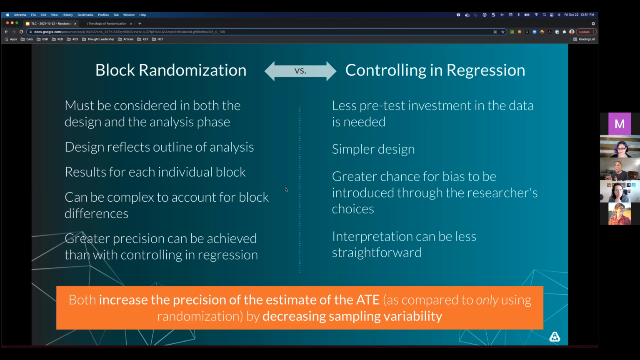The other call out I'll make is, if you were to run a test and block on a covariate and then run the test in another sample and just control for that covariate, technically blocking will get you more precision than controlling for it in regression. You get slightly more precision with blocking compared to controlling for them in the regression, but both would improve it from complete randomization.